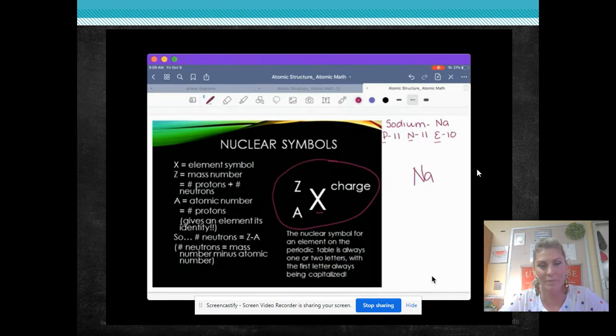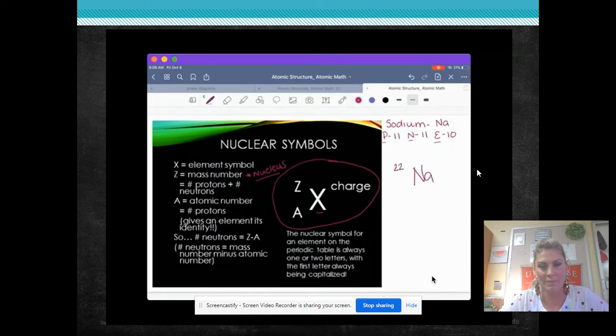So mass number is representing that weight of the nucleus. So only the things in the nucleus can be added to get the mass. Okay, so mass number is protons plus neutrons. So for the particular atom we're looking at, we are dealing with 11 protons and 11 neutrons. So that means its mass number is going to be 11 plus 11. So we are going to have a mass number for this particular sodium atom as 22.